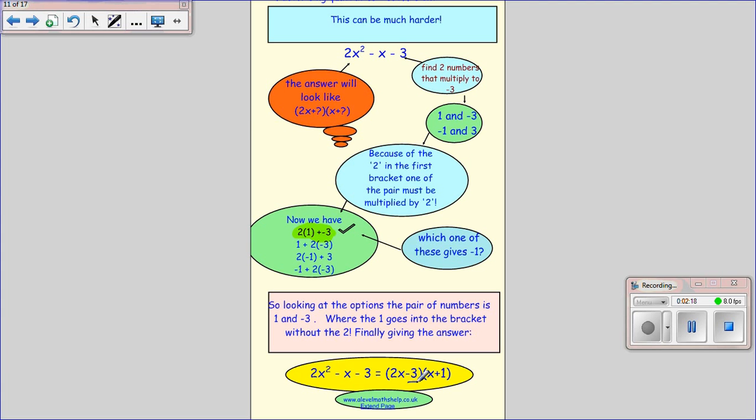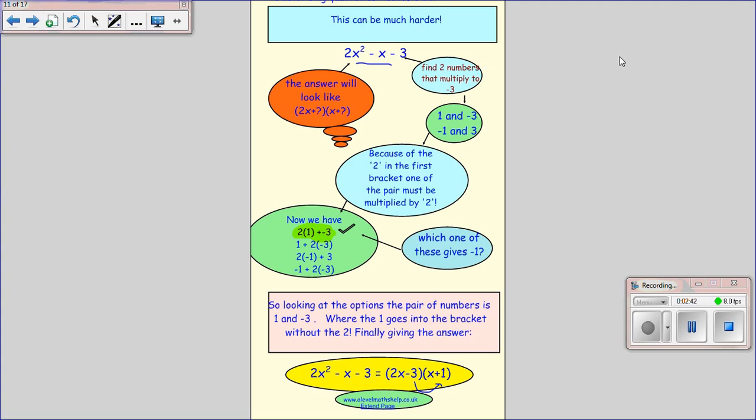Okay, so when you multiply this out, hopefully you can see that it's going to give you 2x times x, which gives you 2x squared. Okay, 2x times 1, which will give you 2x, minus 3x, so minus 3x plus 2x gives you -1x, and -3 times 1, which gives you -3. So it gives you all the things that you need.